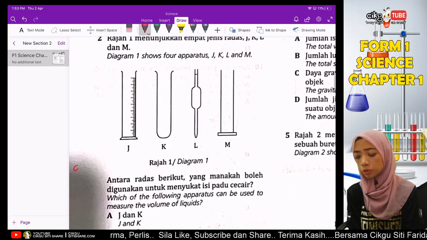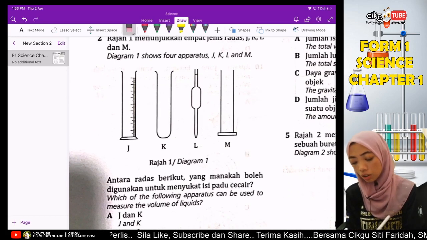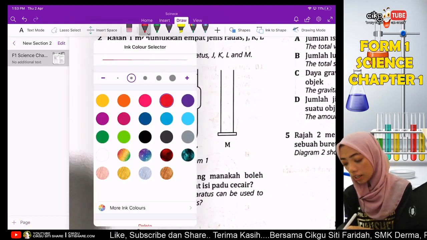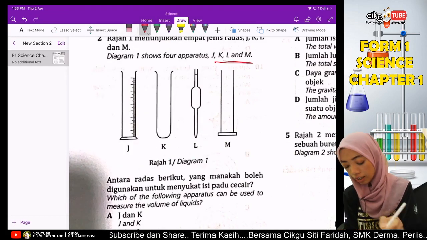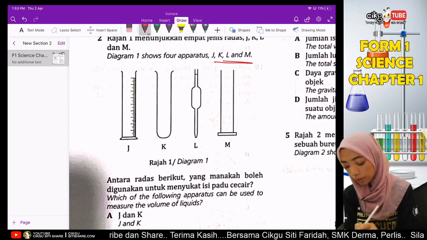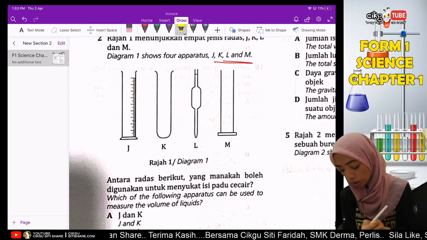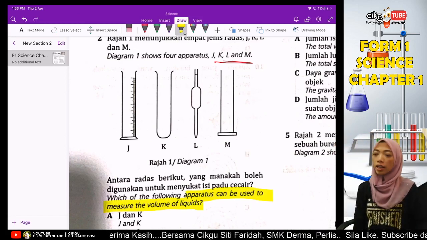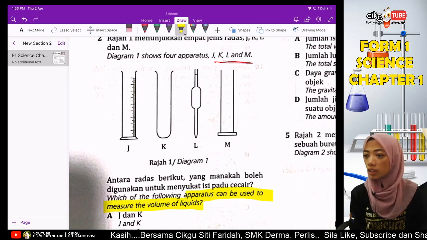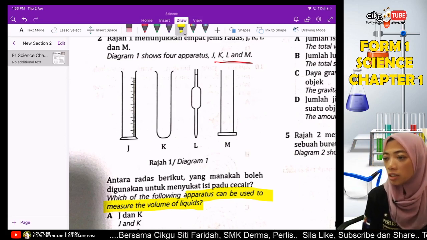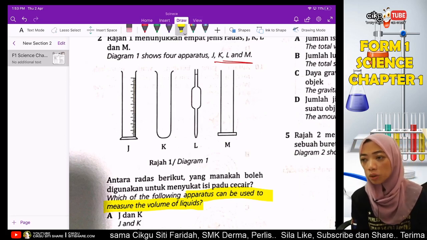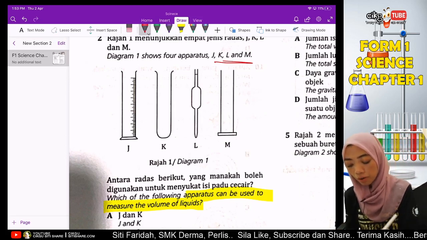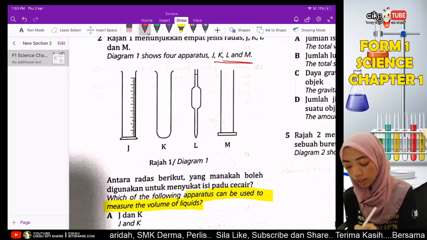Okay, move on to question number 2. Diagram 1 shows 4 apparatus J, K, L, M. Which of the following apparatus can be used to measure the volume of liquid? You highlight what the question needs. The question needs you to identify the apparatus that can be used to measure the volume of liquid. So, identify one by one what is J, K, L, and M.